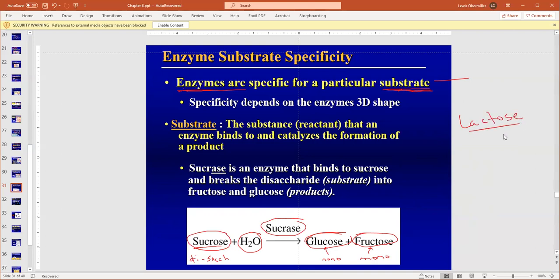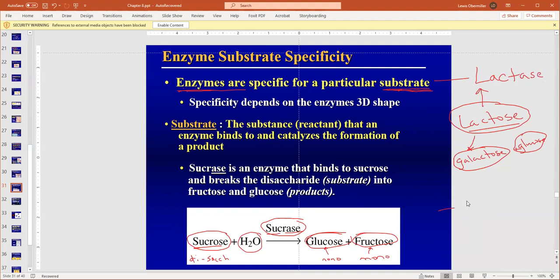Lactose is the same. It's a disaccharide, made of galactose, which is a weird sugar, and glucose together. If you want to take this disaccharide and turn it into monosaccharides, then you need an enzyme. What do you think the enzyme that breaks down lactose is called? Remember that all enzymes end in -ase, so sucrose is sucrase, and lactose is lactase.